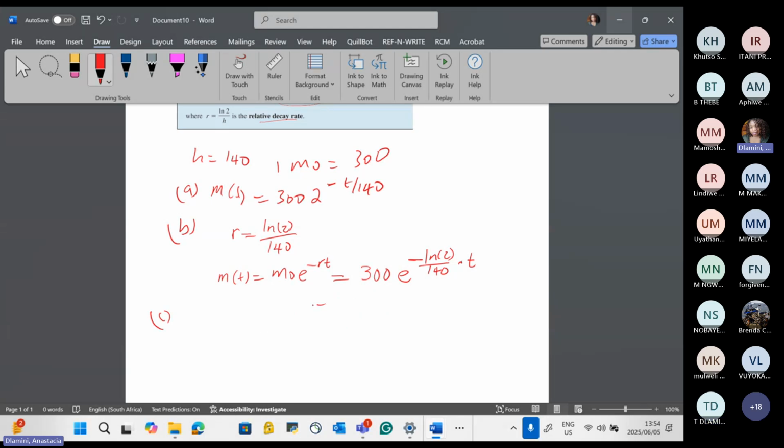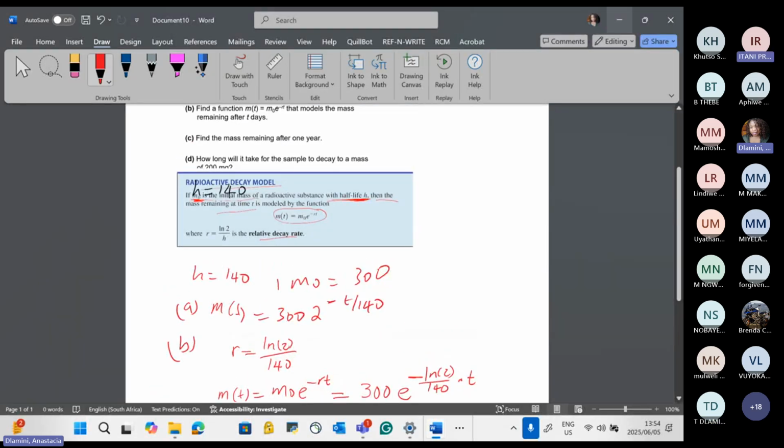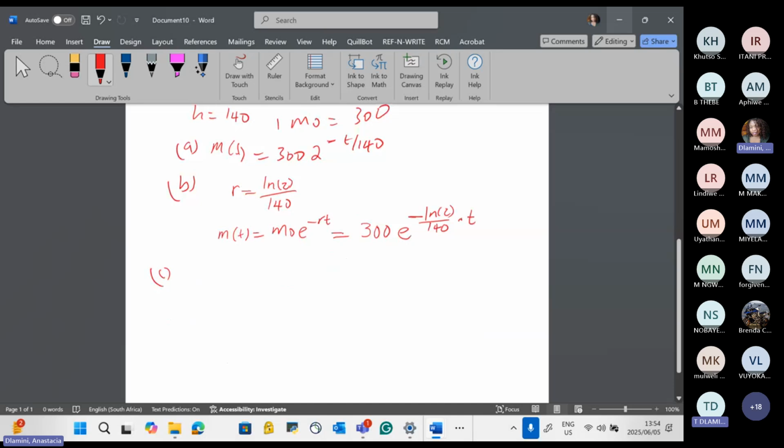Because T is measured in years, but now the half-life here is measured in days, meaning that your T also has to be in days. So how many days are in a year? There are 365. So 1 year is equal to 365 days.